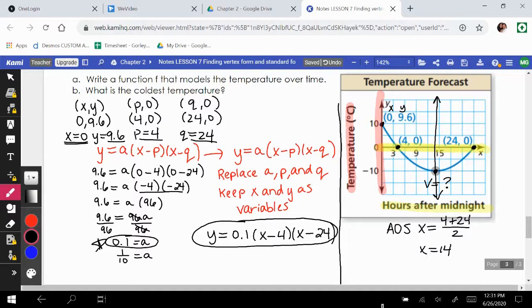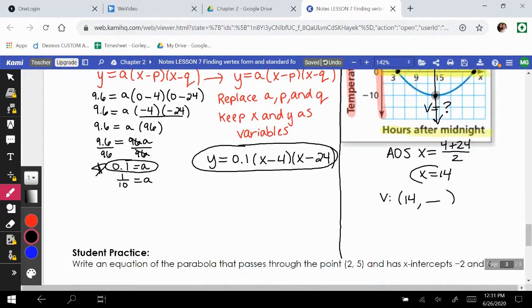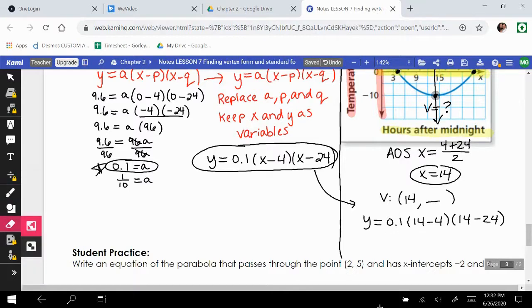Remember, the vertex lies on the axis of symmetry, so that means that the vertex has an x value equal to 14. And I need to know what the y value is of that vertex. So I'm going to plug an x value of 14 into this equation that we got. Y equals 0.1. Again, instead of x this time, I'm going to replace it with 14. And again, instead of x, we'll replace it with 14. If I simplify this side of the equal sign, I'll get the y output. So when x is 14, what is y?